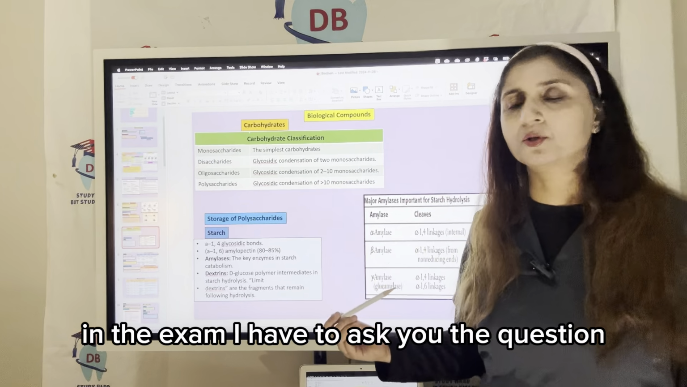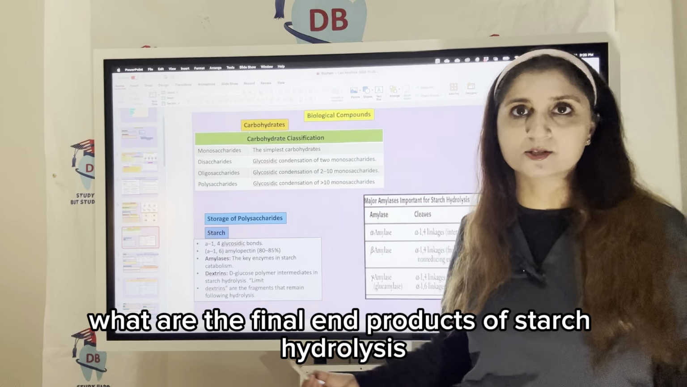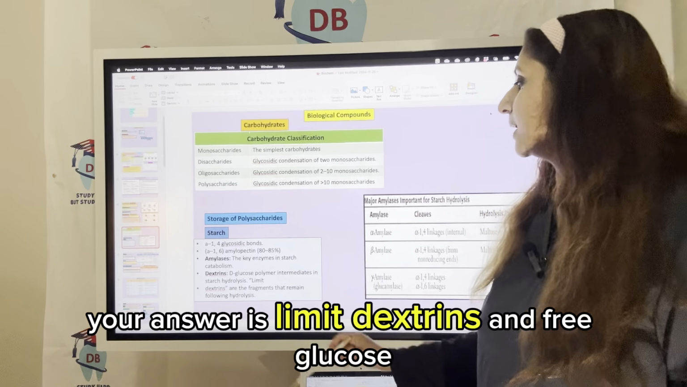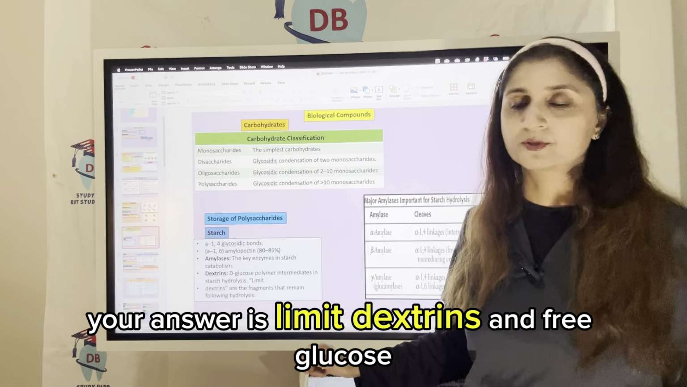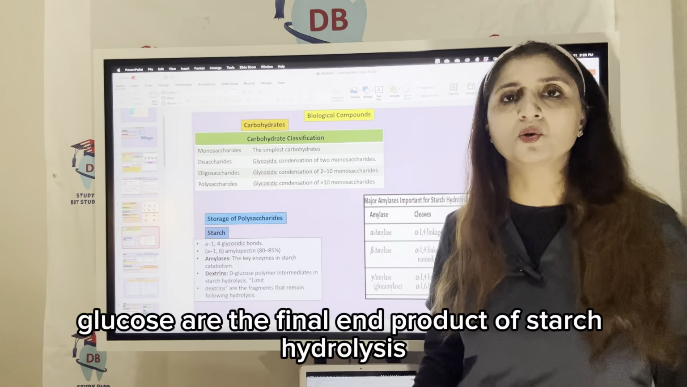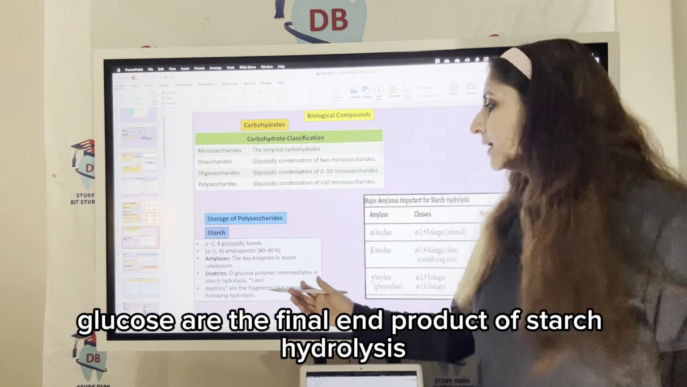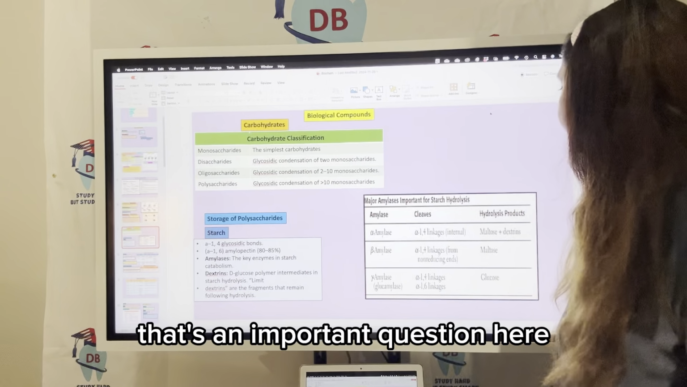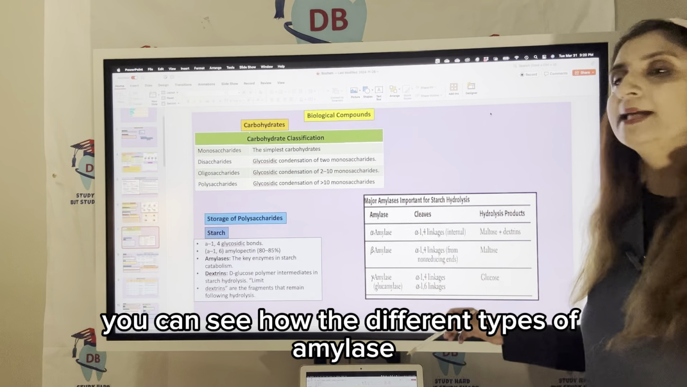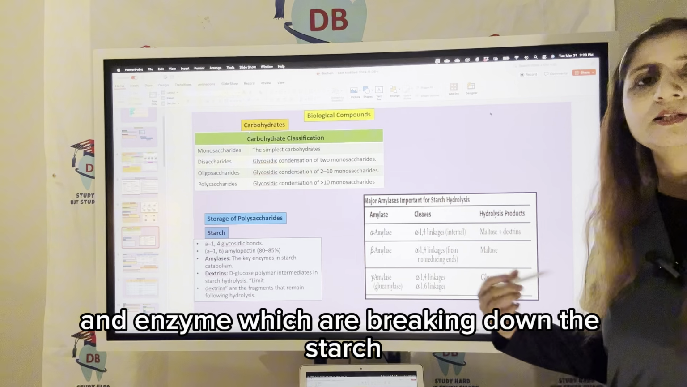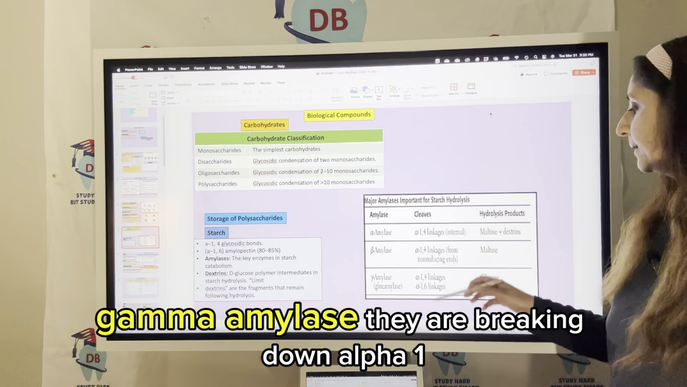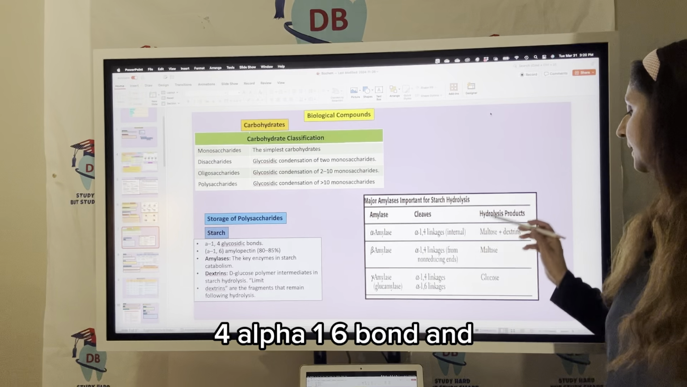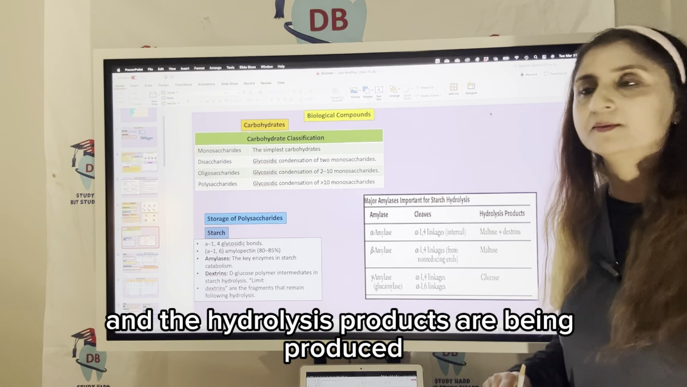In the exam, if they ask you the question, what are the final end products of starch hydrolysis? Your answer is limit dextrins and free glucose. Limit dextrins and free glucose are the final end products of starch hydrolysis. That's an important question here. You can see how the different types of amylase enzyme break down the starch. Alpha amylase, beta amylase, gamma amylase, they break down alpha-1,4 and alpha-1,6 bonds, and the hydrolysis products are produced.